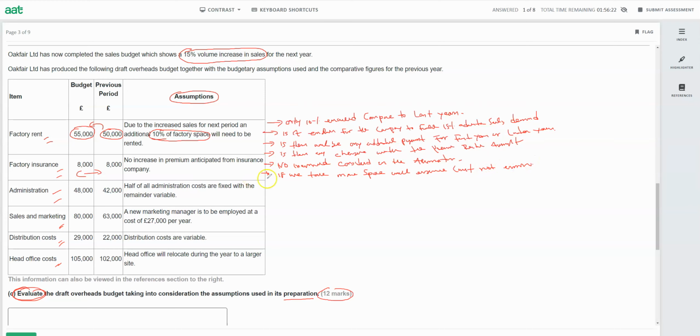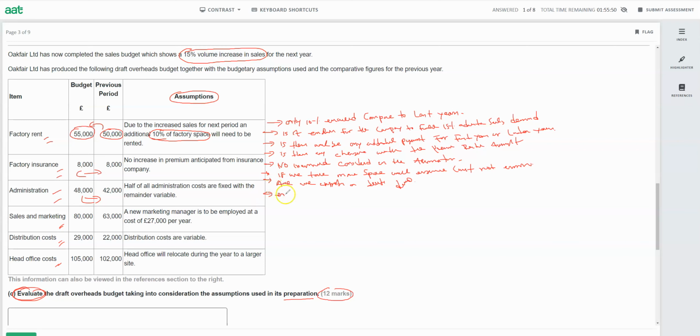And then we need to say, are we expecting a better deal? So asking this question, like, how come the space is increasing but the insurance is not increased? So we are expecting a better deal. The admin cost is jumping from 42 to 48. So I need to say what's happening. We need to say it's increased by 6,000.